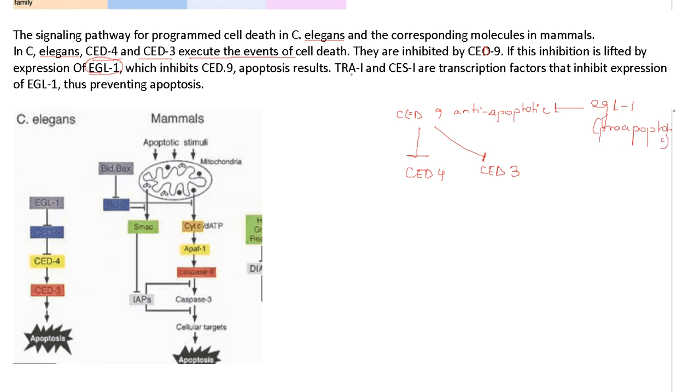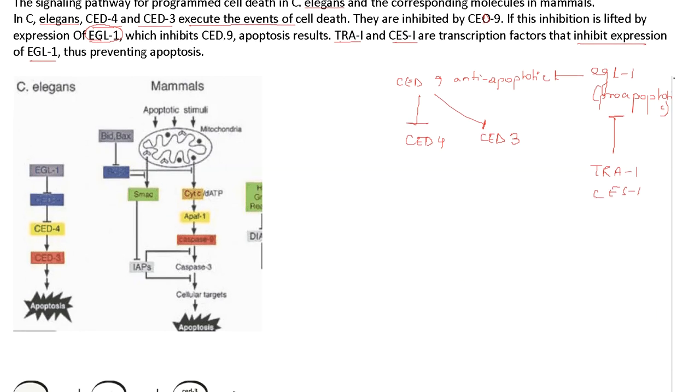Another one is TRA1 and CES1. They are transcription factors that inhibit expression of EGL1. So EGL1 is again inhibited by TRA1 and CES1. So EGL1 inhibits CED9, CED9 inhibits CED4 and CED3. CED4 and CED3, what do they do? They help in apoptosis.